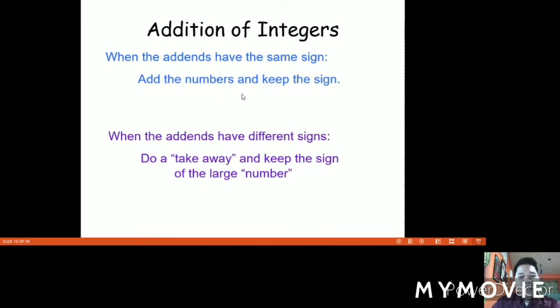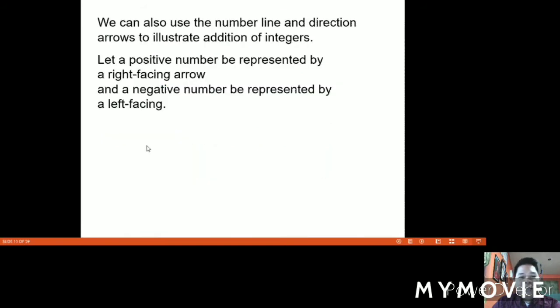So when addends have the same sign, add the numbers and keep the sign. When the addends have different signs, do a takeaway and keep the sign of the larger number.